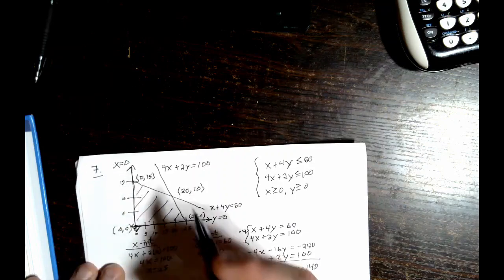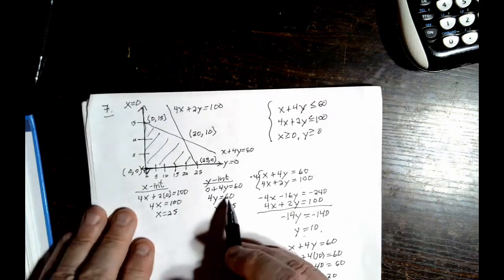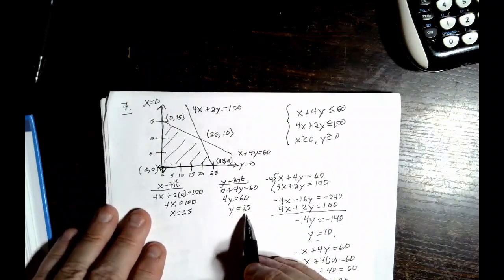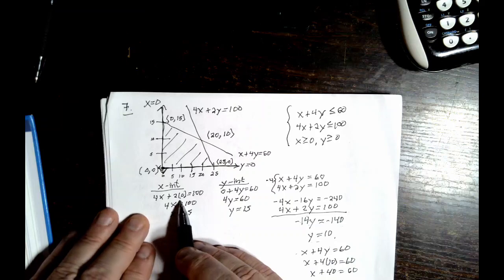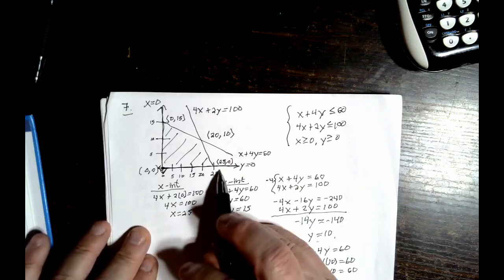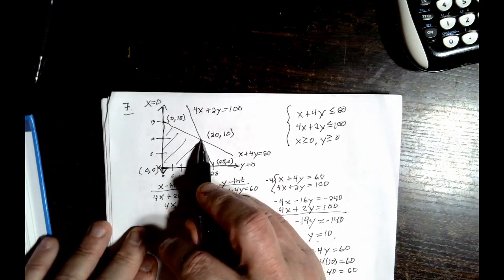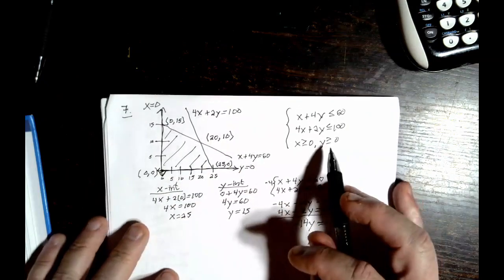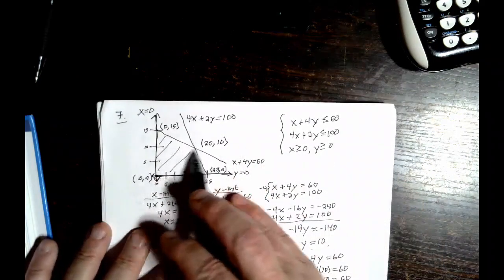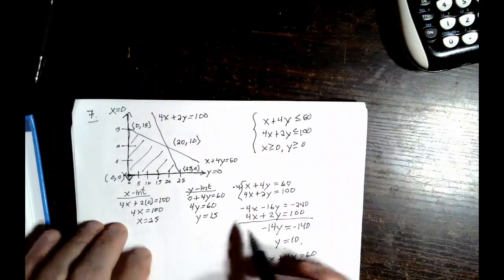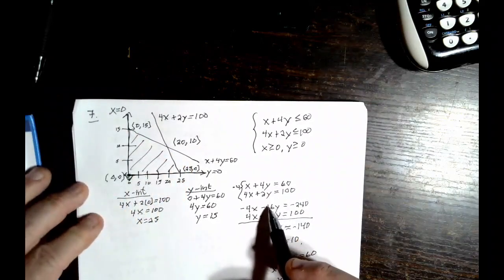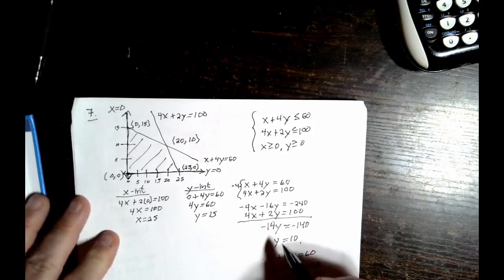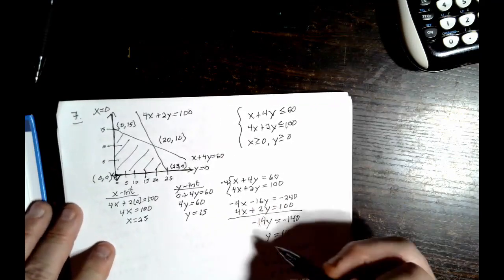This one's 0, 15. I found that one by letting x equals 0 and I get y equals 15. I found this one by letting y equals 0 and I got x equals 25. Now this one here is the tough one. This one, I call this one a floater because it's floating out there. It's not an x or a y intercept. So you take that line and you put them together into a system of equations and you solve it.